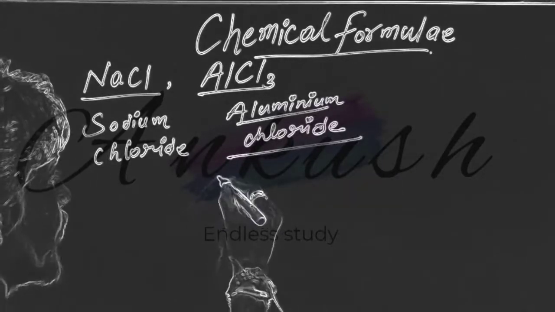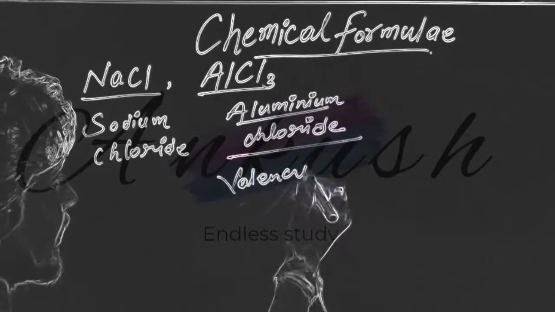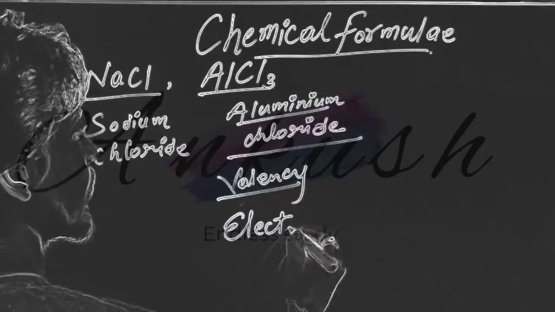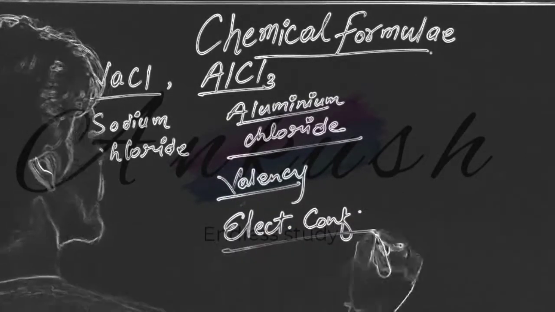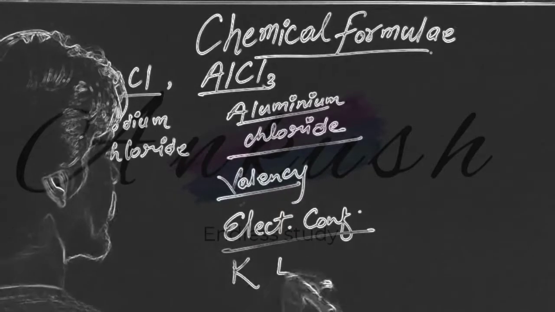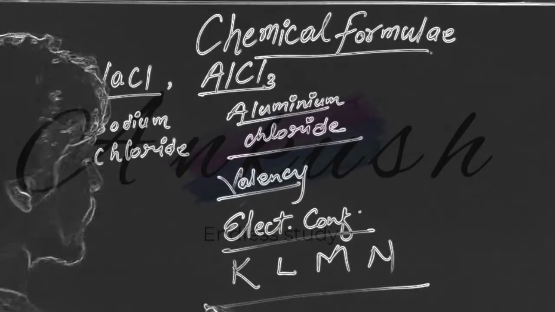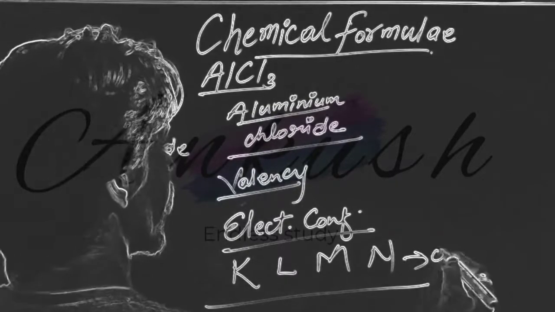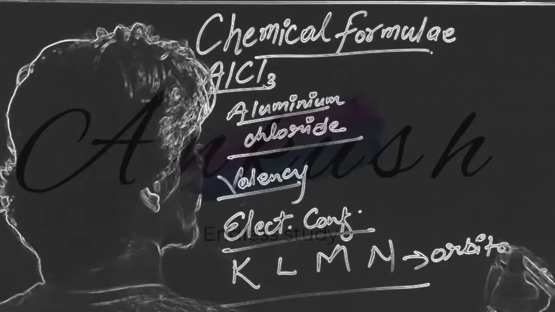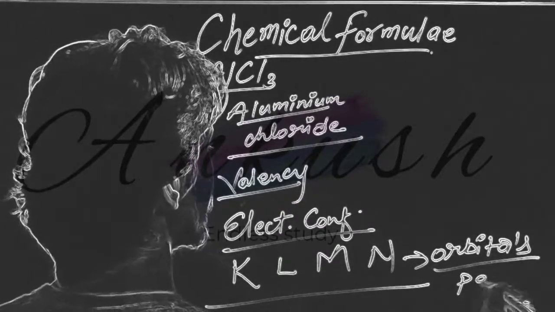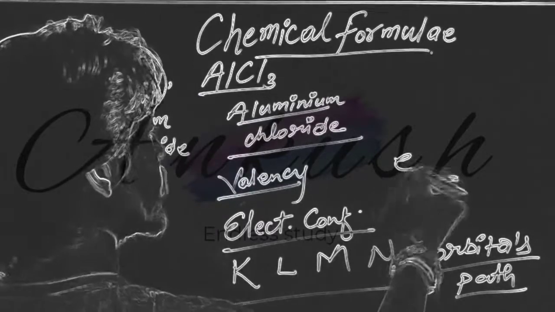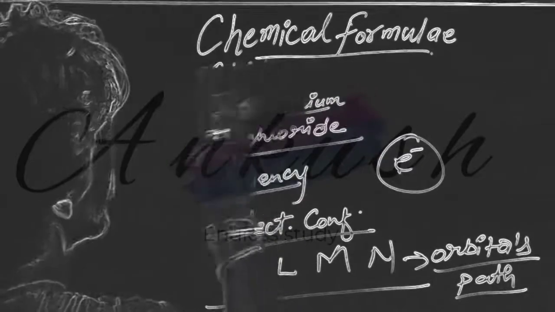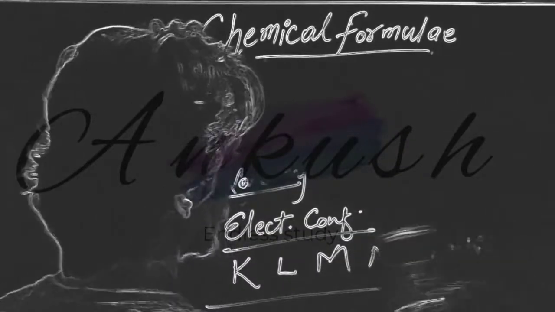In our previous video we read about valency. What is valency and how do we find it? For that we should know about electronic configuration, that is filling of shells like K, L, M and N. Different numbers of electrons are filled in different shells or orbitals. As I told you, these orbitals are known as paths on which an electron revolves. So very first we will go through the formula making of NaCl, that is sodium chloride.